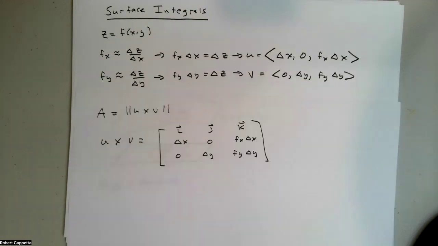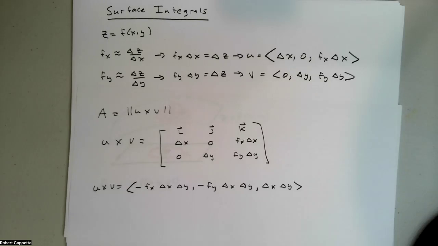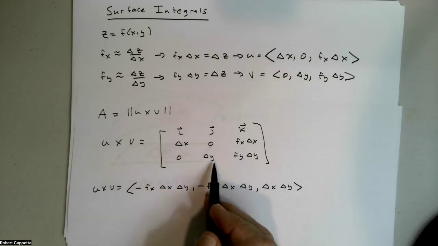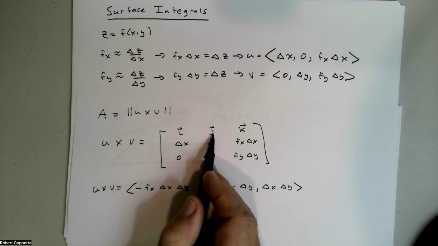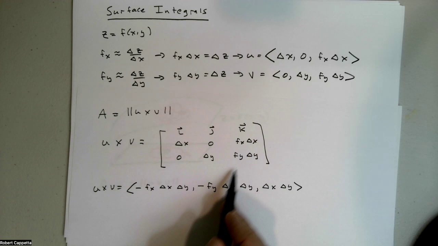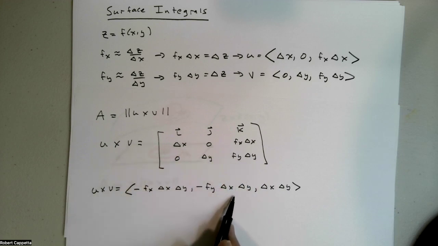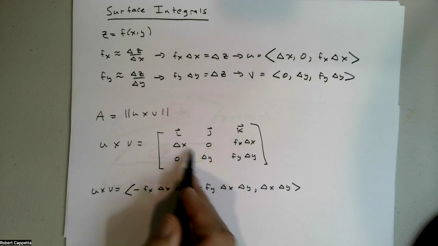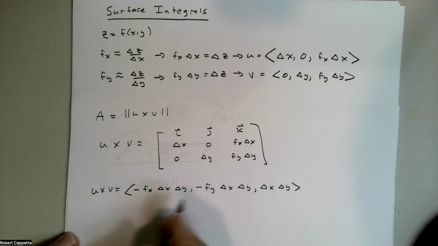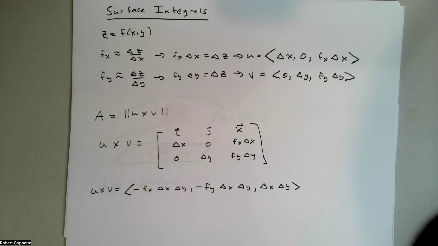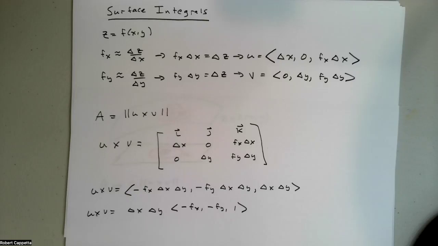So here is u cross v written as a determinant and expanding accordingly. In the i direction, 0 minus f sub x, change in x, change in y; minus in the j component, of course, f sub y, change in x, change in y; plus in the k direction, change in x, change in y minus 0. So there is our u cross v. So let's factor out the delta x, delta y, and we see this.